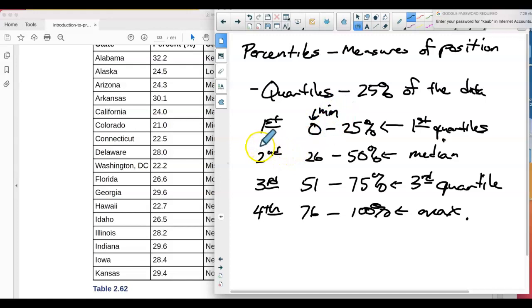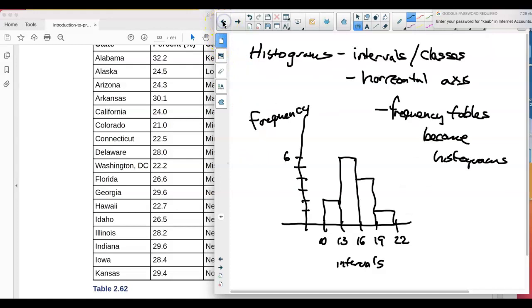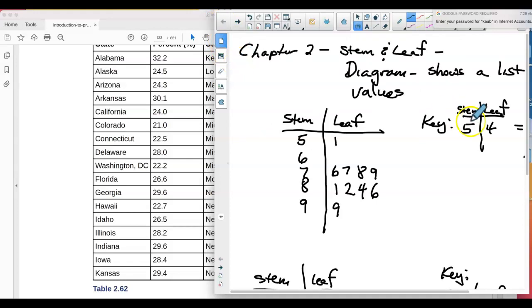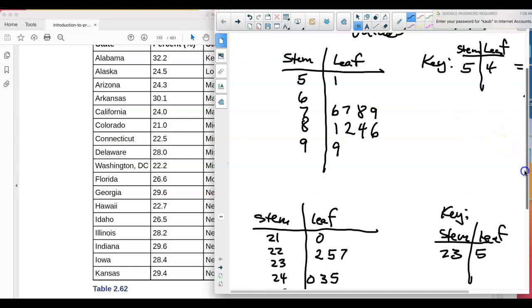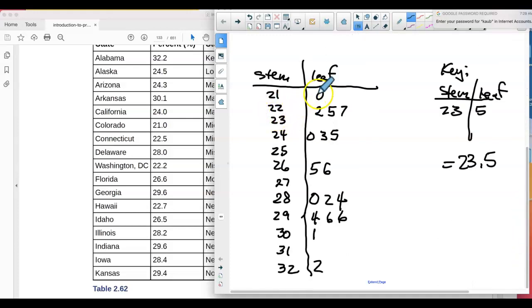All right, so if we have a list of numbers, we can break them up into quartiles. Let's go back to the stem and leaf, and we're going to break this one up into quartiles. We'll take the second one because it has more numbers. We had 17 numbers, right? 1, 2, 3, 4, 5, 6, 7, 8, 9, 10, 11, 12, 13, 14, 15, 16, 17. So there's 17 numbers here.